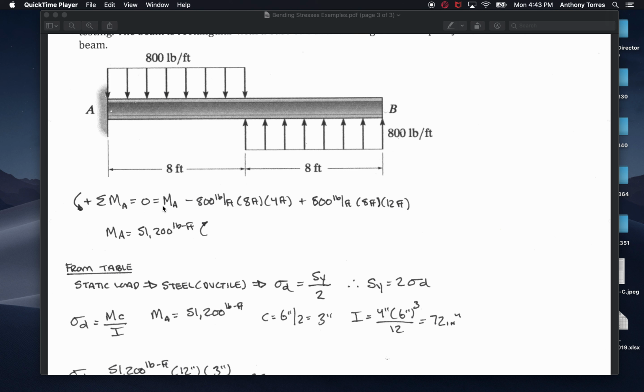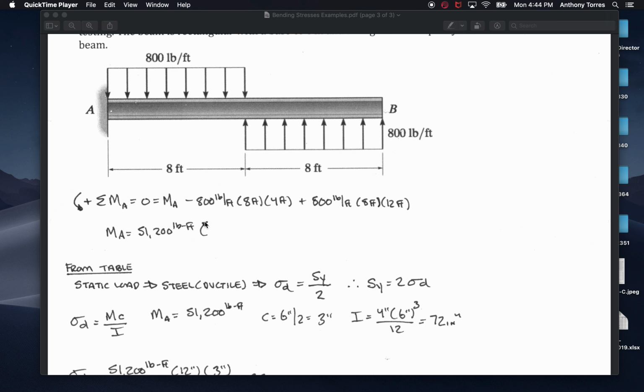Okay, sum of moments about A equals 0 needs to be written here. It's not, I didn't draw it here, but there's an unknown moment right here, minus 800 pound feet, that's the magnitude of this distributed load, times 8 feet. That gets this into a resultant force that's not drawn here, but it acts at a distance half of 8 feet, which is 4. Same thing here, 800 pound feet multiplied by 8 feet gets me a resultant force here, and its distance back to A is 8 plus 4 is 12. I do that math, and I get MA is 51,200 pound feet.